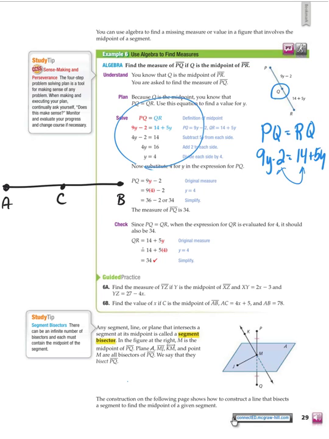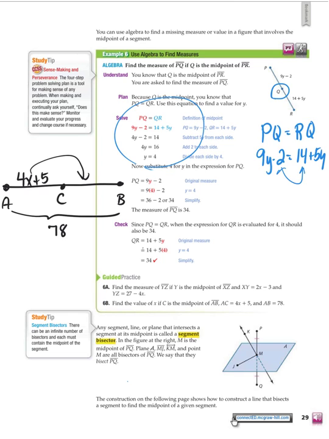There's my midpoint, okay. AC is 4x plus 5. AB, that's the whole thing now, is 78. And we've got to find x. Now remember, kiddos, that x is in the middle. So if AC is 4x plus 5, then CB is another 4x plus 5.